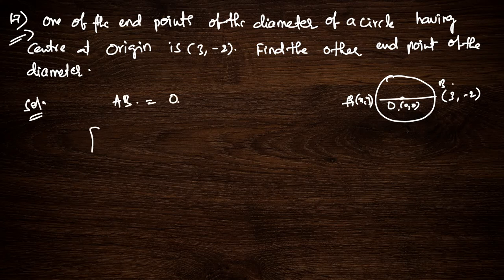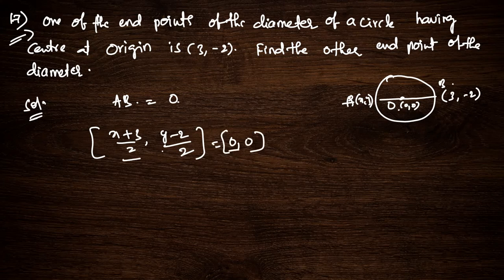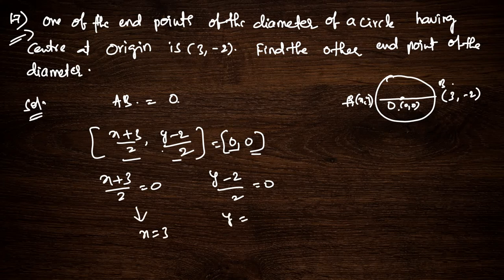So the midpoint of AB is equal to x plus 3 divided by 2 comma y minus 2 divided by 2 is equal to 0 comma 0. So this one is equal to this one, and this one is equal to this one. x plus 3 divided by 2 is equal to 0, y minus 2 divided by 2 is equal to 0. So from this we get x is equal to minus 3, and from this we get y is equal to 2 here.